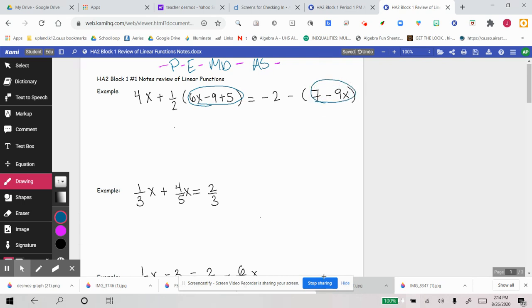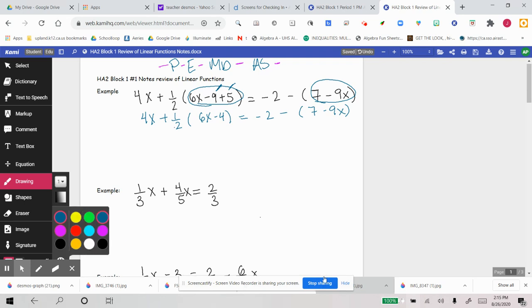Well, here, this -9 and this 5 can combine, so we're going to rewrite this as 4x plus half times the quantity of 6x minus 4 equals -2 minus the quantity of 7 minus 9x. After parentheses is exponents, there is no exponents. Multiply or divide, whatever comes first. Well, this half is distributing, and this -1 is distributing.